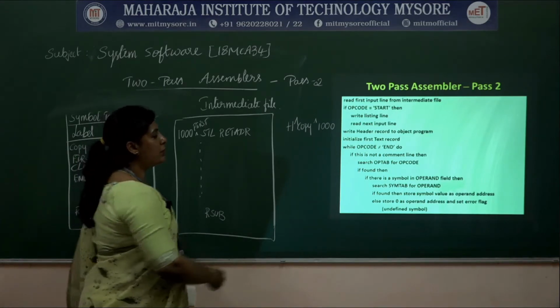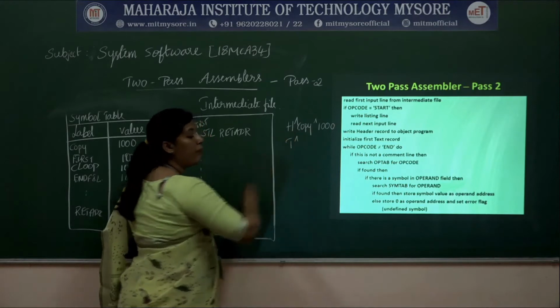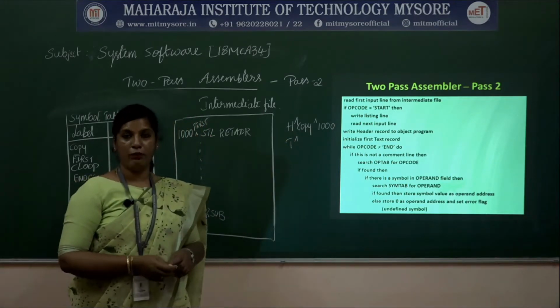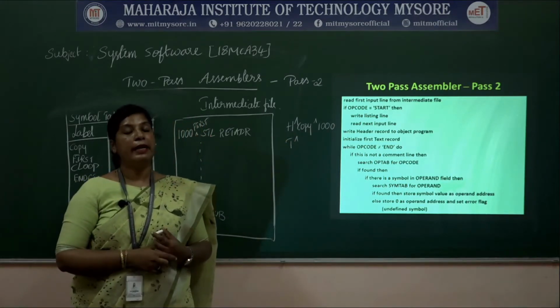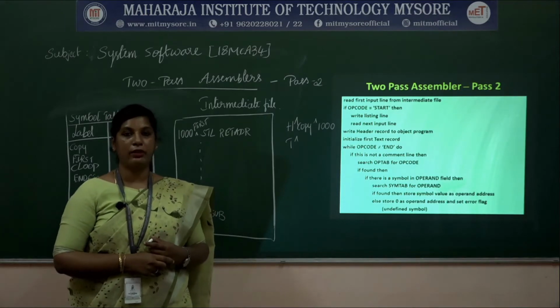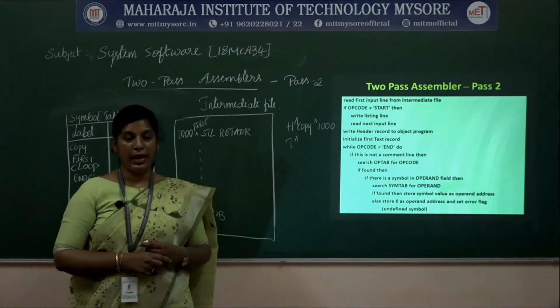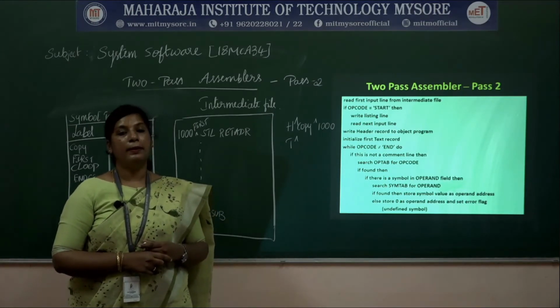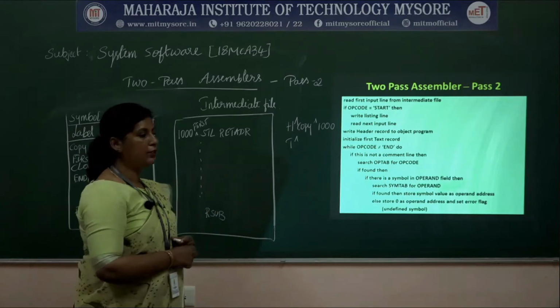After that it is going to initialize the first text record. So that object file should have only one end record and one header record. It might have n number of text records. The text records have the actual object code which is generated by the assembler, line by line, for each and every instruction.